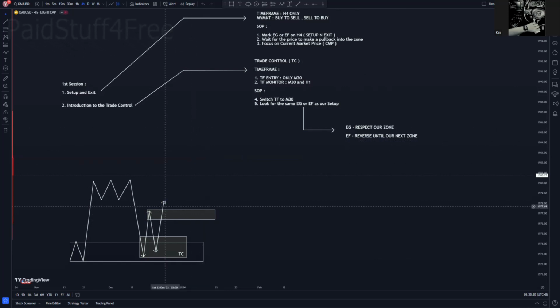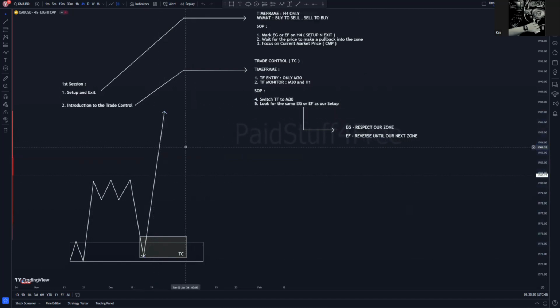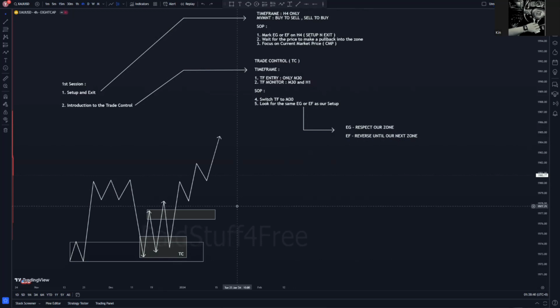The price creates an EF, but doesn't make a pullback, just goes straight away. And sometimes the price creates this EG buy, but doesn't make a pullback. The price went all the way out like this. And sometimes the price can just create EF, but doesn't create EG. But back to what I've said earlier, when the price creates EG, we know what will happen. When the price creates an EF, we know what will happen. So for now, is there any question?